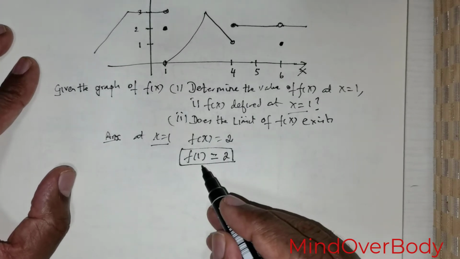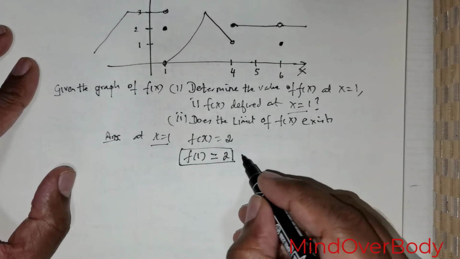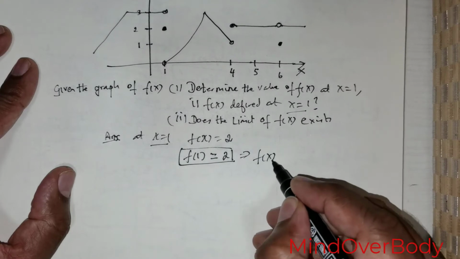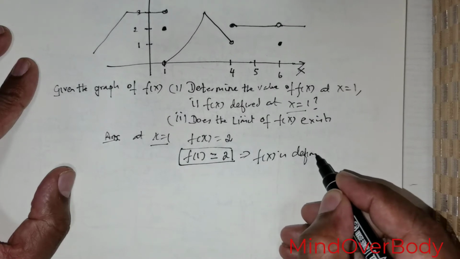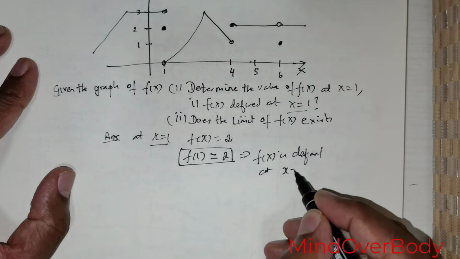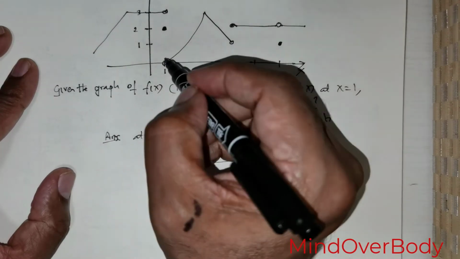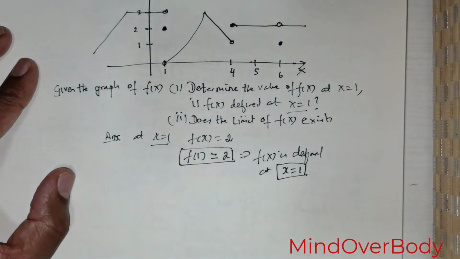Now since the value exists for f of 1, this would mean f of x is defined at x is equal to 1, because at x is equal to 1 we are able to get a value for the function.